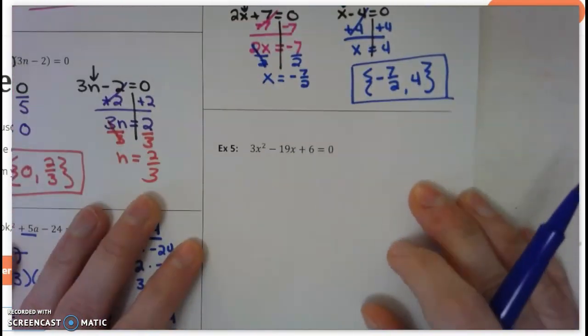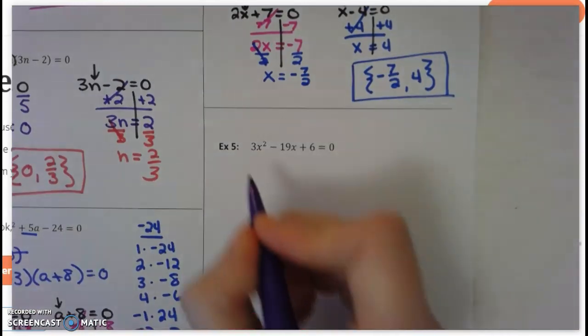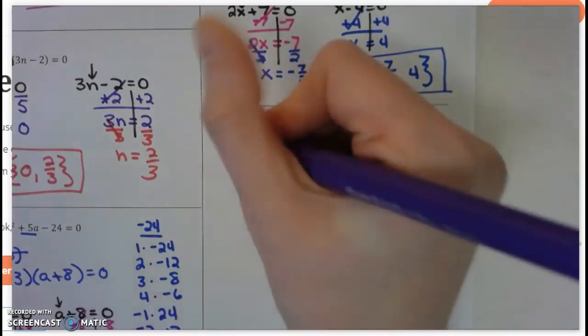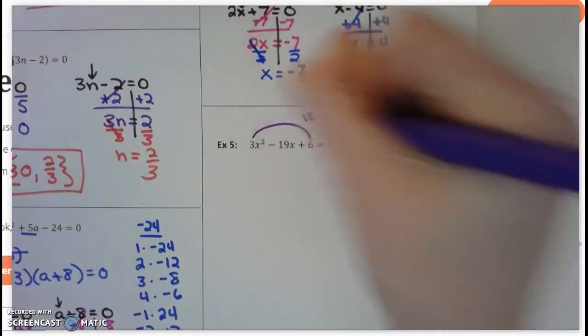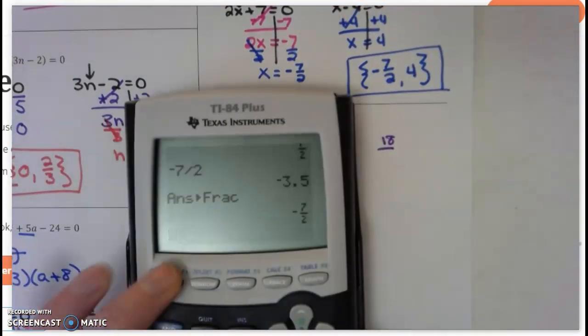Okay, last one, number 5. This one also has 3 terms. It's got 1, 2, 3 terms with the number in front, so with a leading coefficient. I'm going to multiply the first and the last numbers together. That gives me 18. So I need to find the factors of 18.